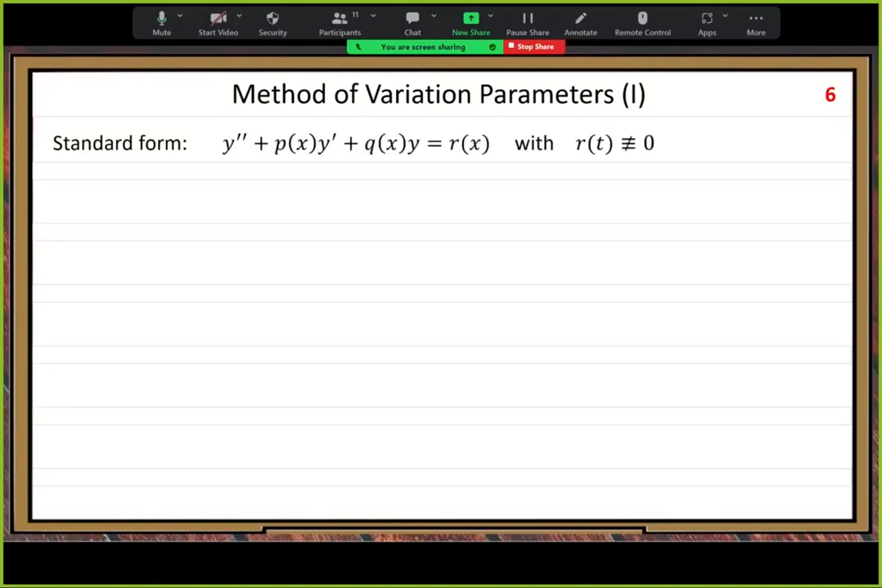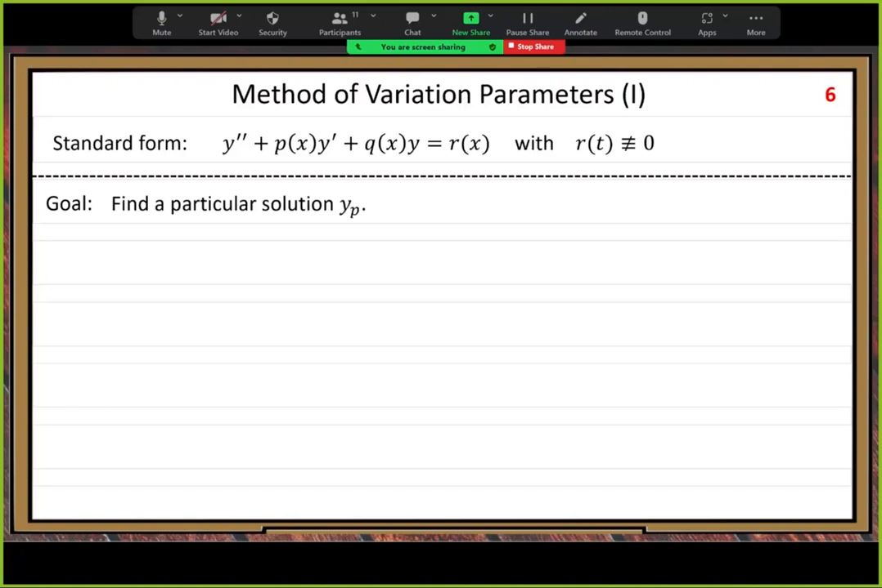Standard form. This time we want to solve the non-homogeneous equation like this, and to find a solution, we want to find a particular solution, YP. This method gives you a very smart way to find a YP solution. For the homogeneous equation, it assumes you already have the homogeneous solution.